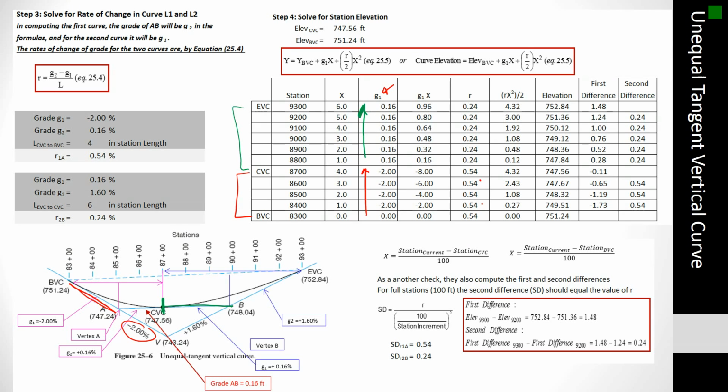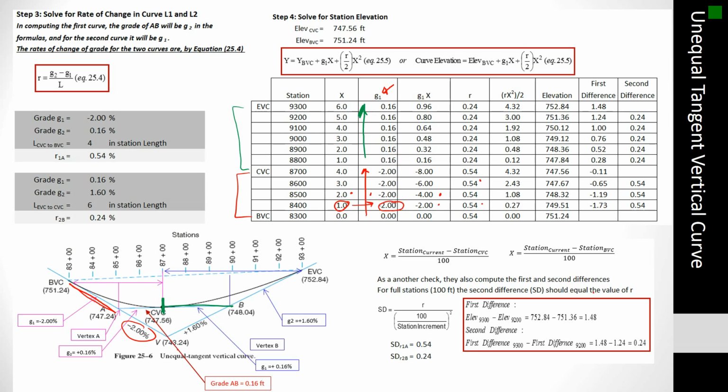So our G1x, so here's G1, here's x. We're just multiplying them across to get this value. G1 times x gives us these values. So negative 2 times positive 2 is negative 4. Negative 2 times positive 3 is negative 6. Negative 2 times positive 4 is negative 8. 0.16 times 1 is 0.16. 0.16 times 2 is 0.32. 0.16 times 3 is 0.48, and so on.